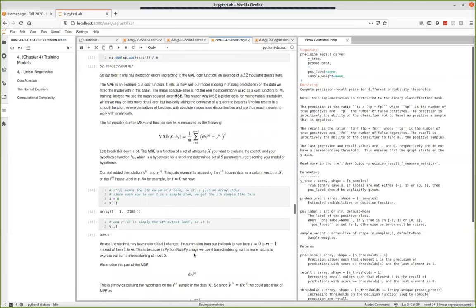As discussed in this notebook, we use the square, the mean square error. We're using the squared error, the sum of the squared error. This is known as the sum of the squared error, and then normally we divide that by the number of values m to get the mean sum squared error. This is the most common cost function used for regression problems in machine learning.